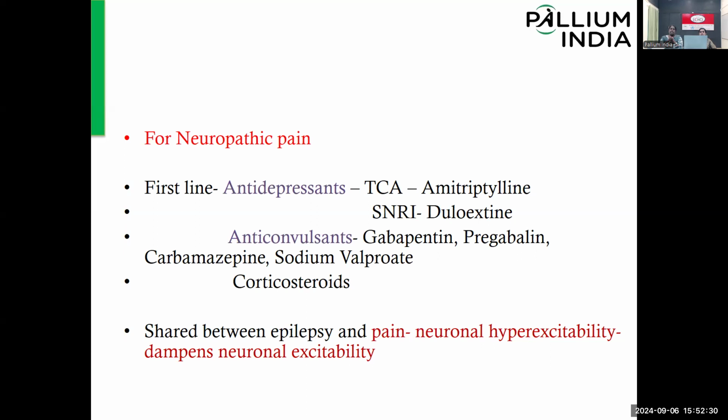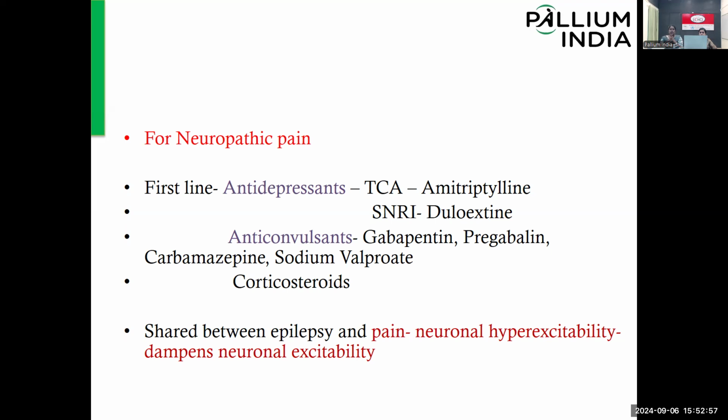The next one is SNRIs, an example is duloxetine. Duloxetine we mainly use for diabetic neuropathic pain. If the patient has diabetic neuropathic pain, we start duloxetine. The next group of medicines is anticonvulsants. In this group, we use gabapentin, pregabalin, carbamazepine, and sodium valproate. The next one is corticosteroids.